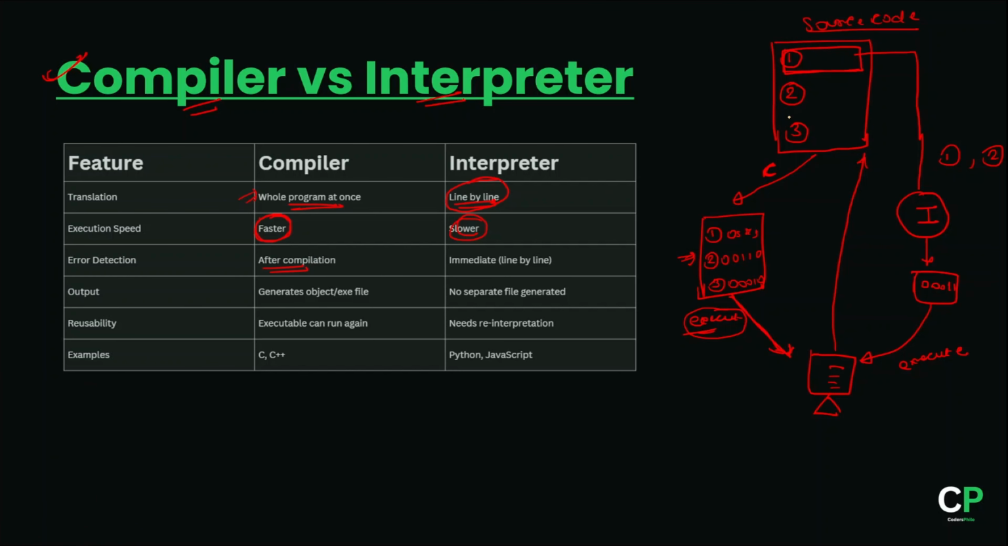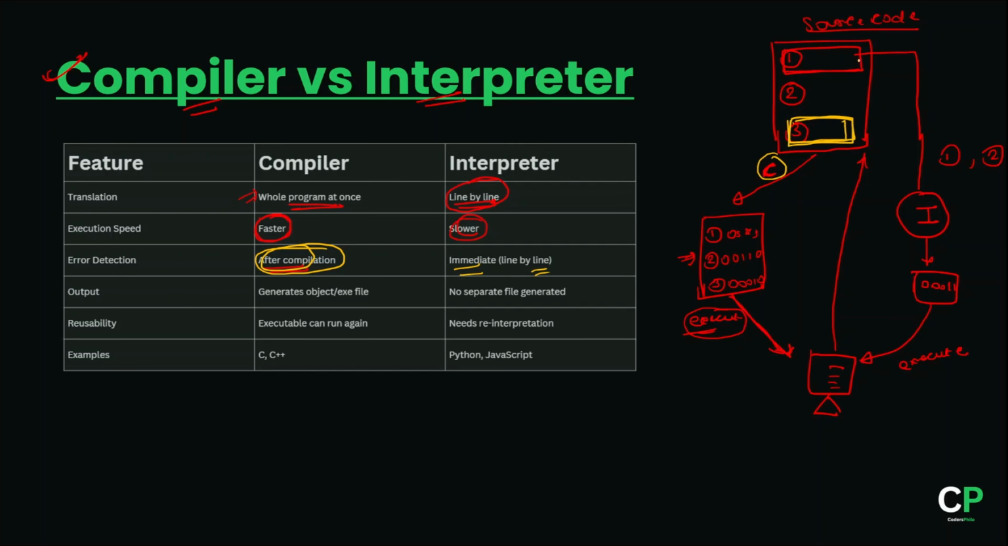So suppose we have an error in line number 3. In case of the compiler, the compilation will be done and see that there is an error in line number 3, and the compilation will fail. So the error will be detected after the compilation. But in the case of the interpreter, it is immediate, line by line.